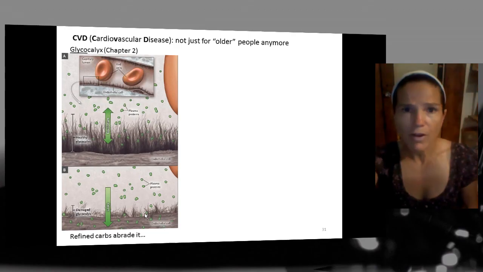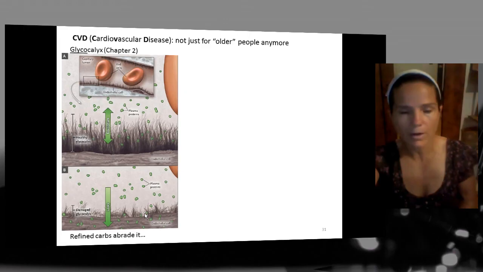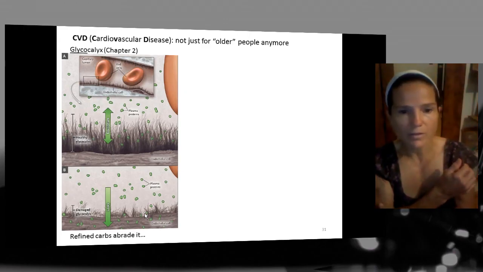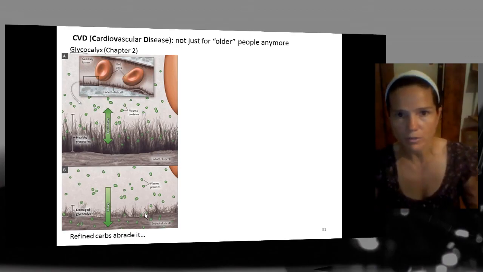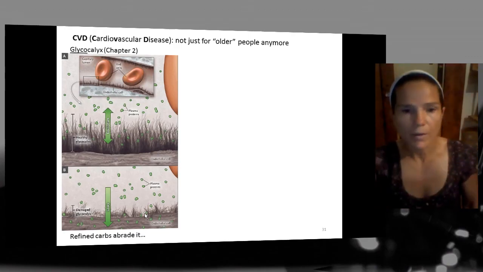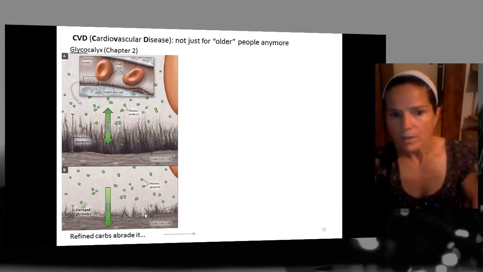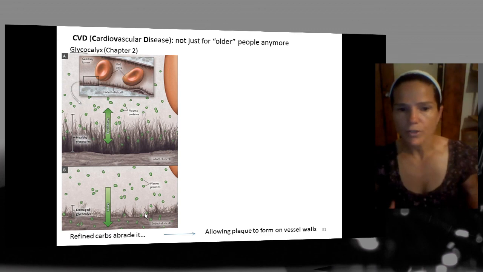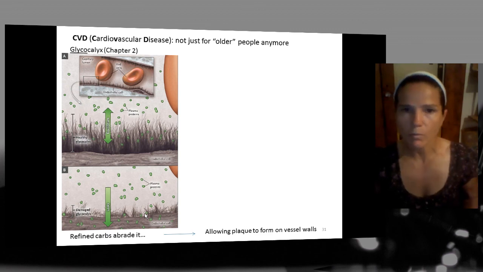And any kind of refined carb, it can be pasta, even whole wheat pasta. None of that stuff is good stuff. It's so refined that there's really, just because it's brown doesn't mean it's good. So any kind of thing with pasta in it, breads, bagels, pastries, cereal, health bars, all that stuff is going to cause this to be abraded. And then that allows plaque then, if you did damage inside the vascular system, that's when plaque starts to form.